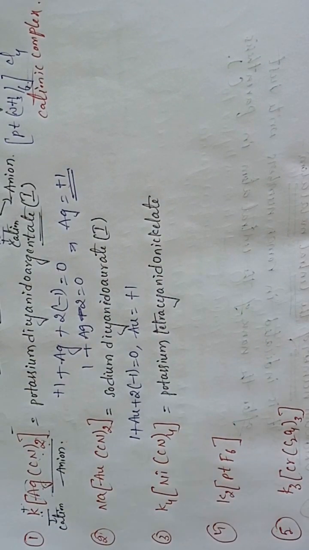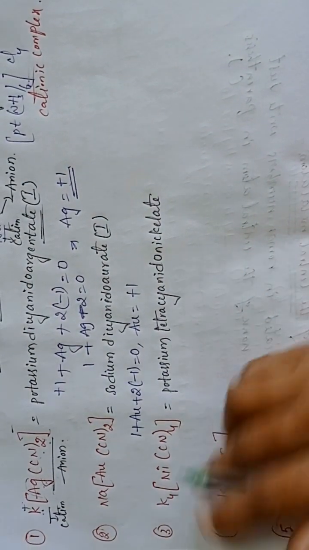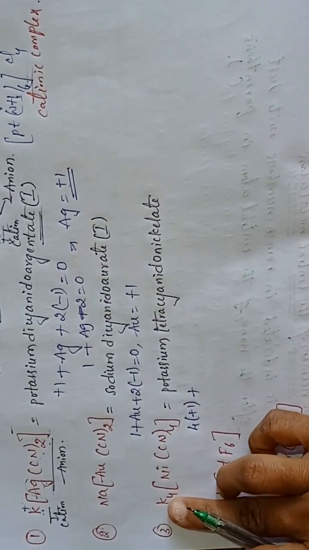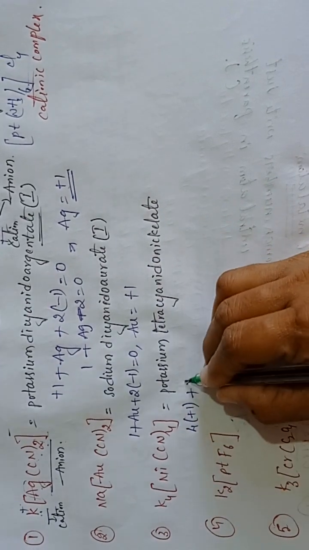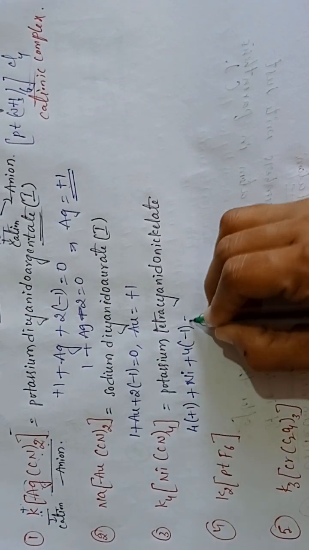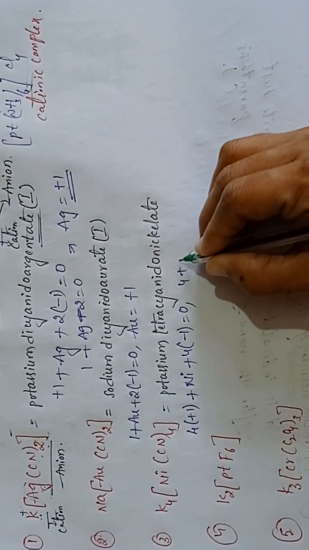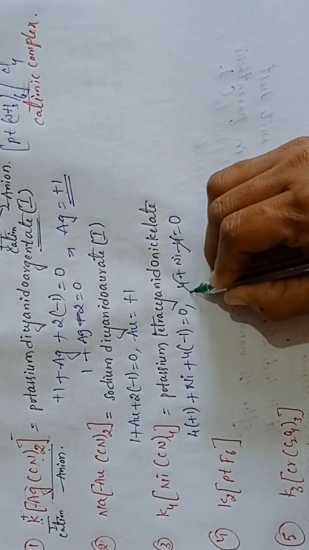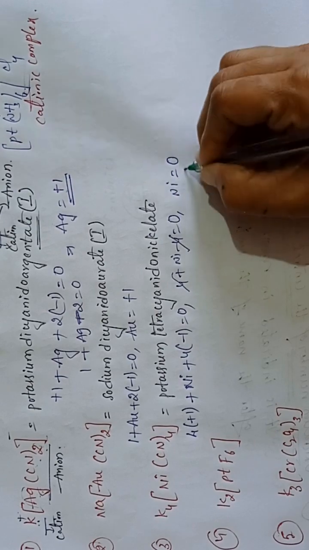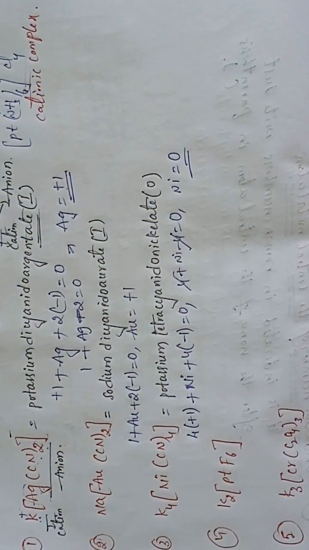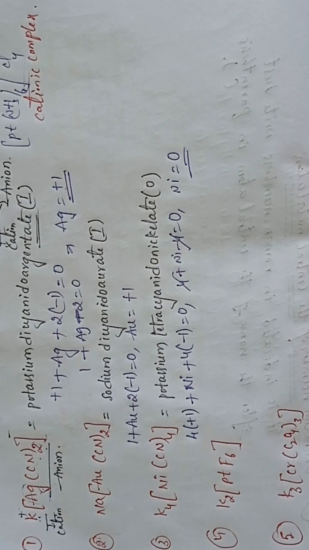You have to find the oxidation number. What is the oxidation number? K4, 4 potassiums are there, 4 into plus 1. Potassium is a first group element, oxidation number is plus 1. Nickel is X, nickel we are going to calculate. Plus 4 cyanides are there, 4 into minus 1 equal to 0. That means 4 plus nickel minus 4 equal to 0. Are you understanding? Then 4 gets cancelled. Nickel oxidation number is 0. So just write that nickel oxidation number 0 in the parenthesis, in the open bracket. Clear? So like this you have to write.